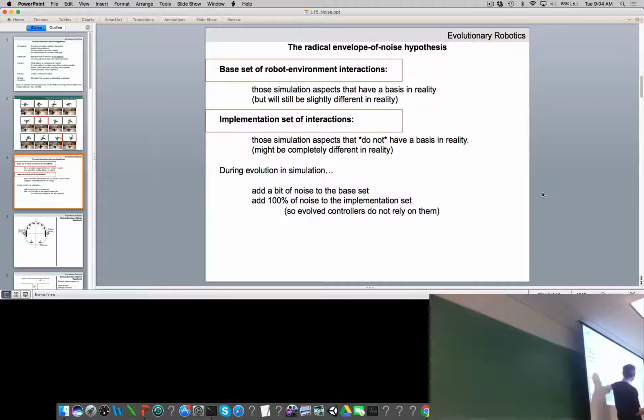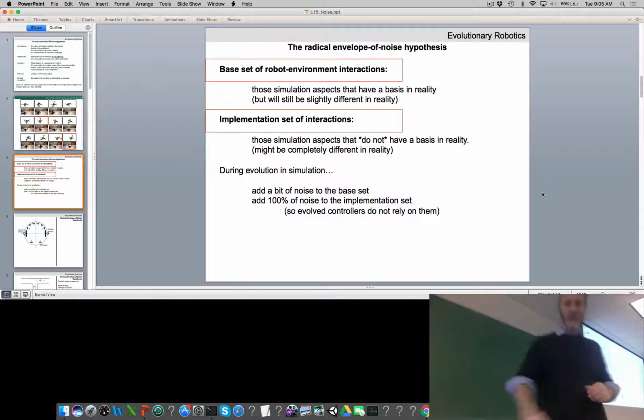They added a little bit of noise to the base set. So things that existed in the simulation and existed in reality, they noisified a little bit. And things that they knew were just an artifact of the simulation, 100% noise, so that evolved controllers could not rely on them whatsoever. They're kind of there, but the 100% noisification was a way for the investigator to say, evolution, don't look behind the curtain. Don't worry about what's going on here. Do not rely on this detail when you're evolving controllers.